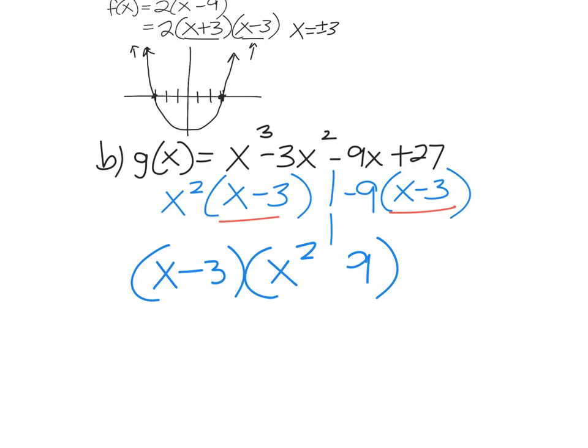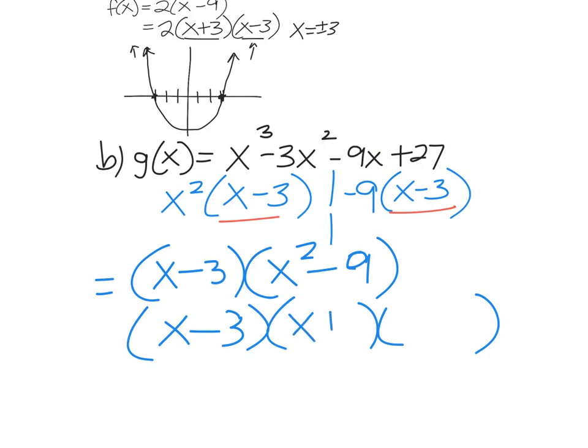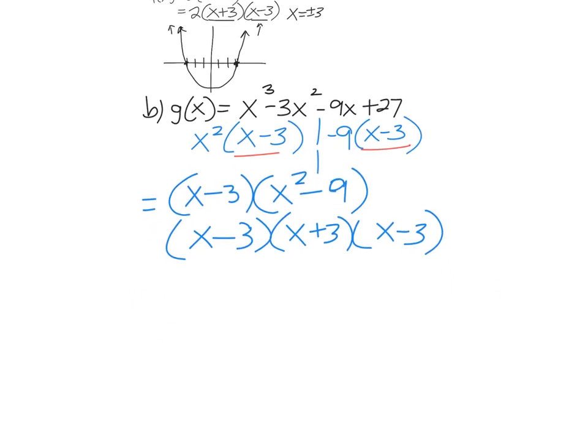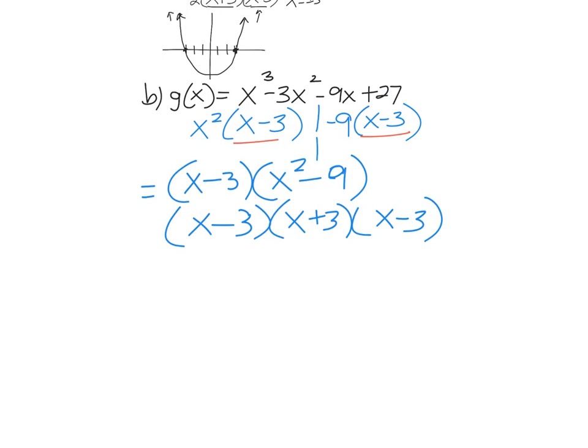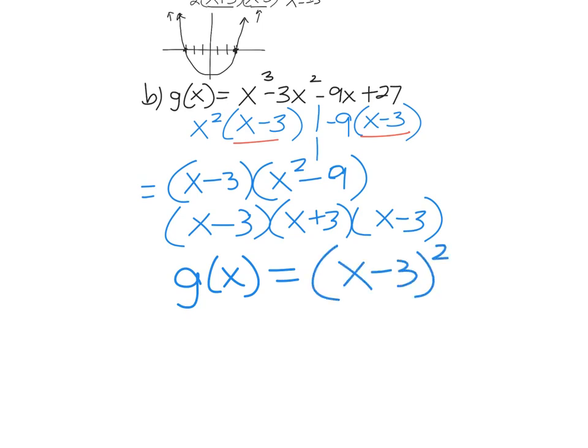Get rid of that. X squared minus 9. We just factored that a minute ago, so that can be factored again. So you get x minus 3 here, and then this factors as the difference of 2 perfect squares, so x plus 3 and x minus 3. Now, here's some good advice. Get your same factors together, okay? So I have g of x equals x minus 3 twice squared and x plus 3.